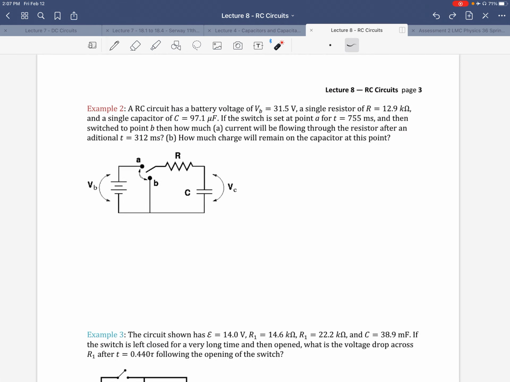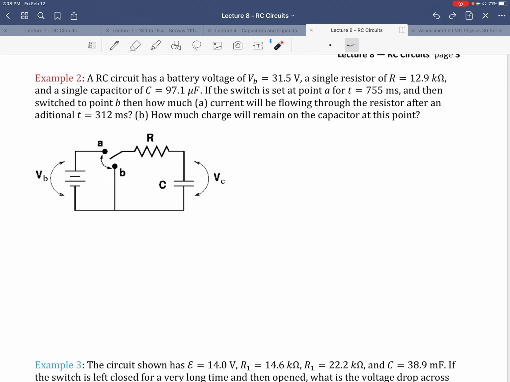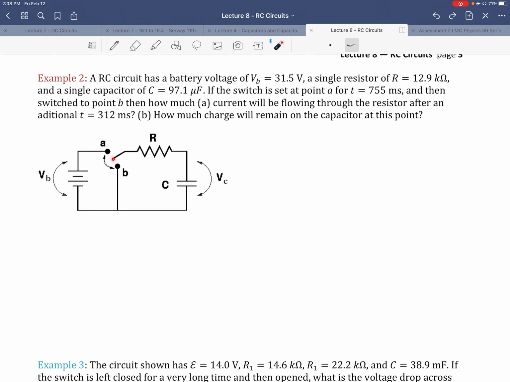All right, let's do another example. Okay, this is a pretty typical one. We have a switch that can switch between a position where it charges the capacitor and then switch down to a position where it discharges the capacitor. So it's kind of a handy dandy switch. See, when it's in position A, we have current flowing into the capacitor until it becomes fully charged or partially charged. Then we can switch it down to point B.